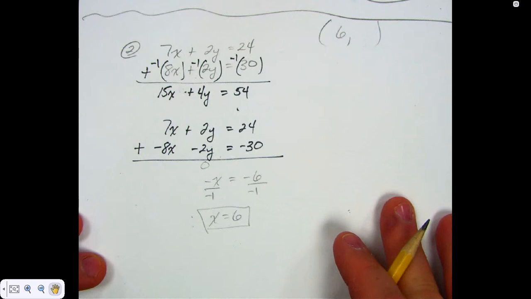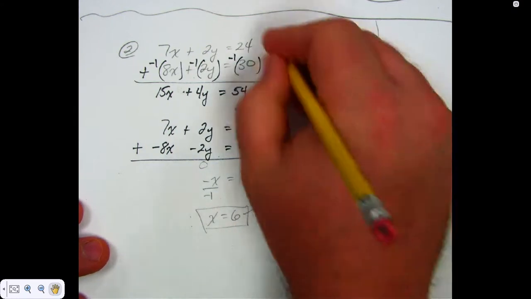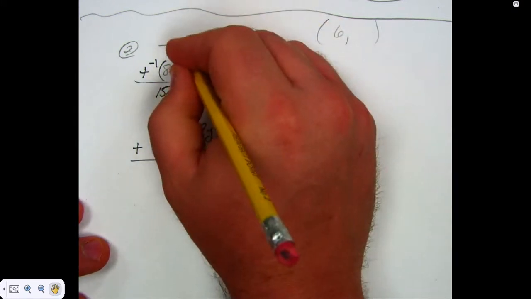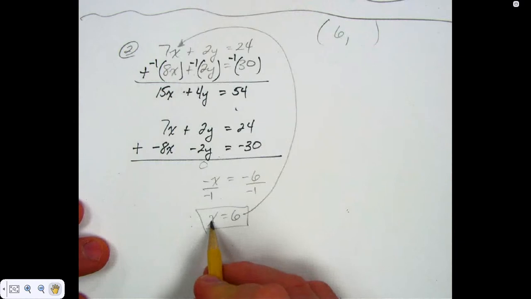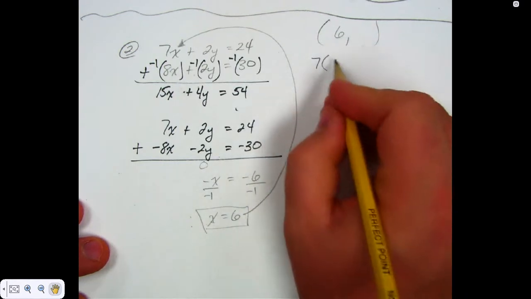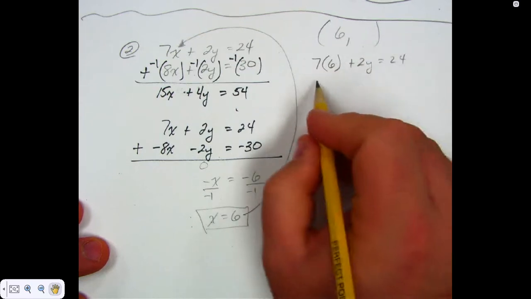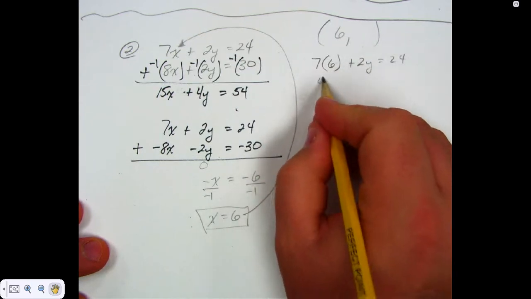Now step 4 is exactly the same. Pick an equation, plug it back in, and see what happens. Which one do you want to do, top or bottom? Top. So we're going to put that in for now. We did y last time, but this time we solved for what? X. Pay attention to which one you solve for. So it would be 7 times what? 6 plus 2y is equal to 24. What is 7 times 6? 42.